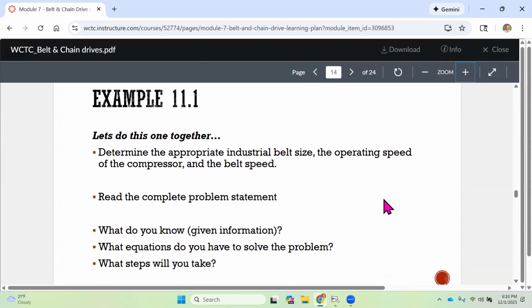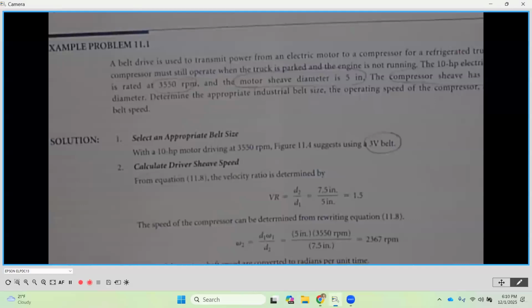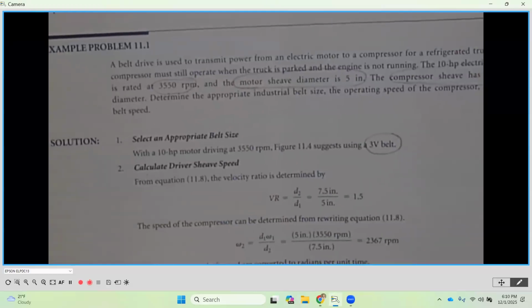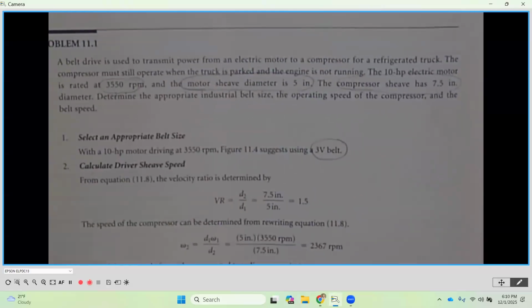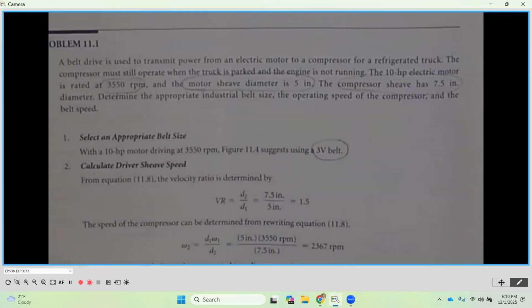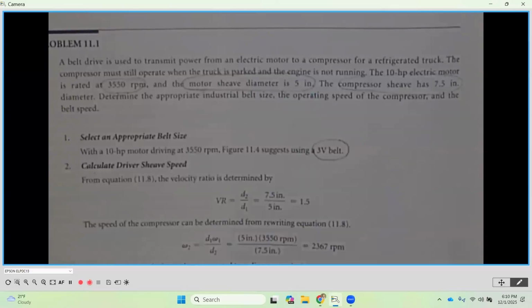Let's look at our first example and do this one together. On page 306, we have example problem 11.1. There we go. We've got a belt drive being used to transmit power from an electric motor to a compressor for a refrigerated truck. The compressor must still operate when the truck is parked and the engine is not running.